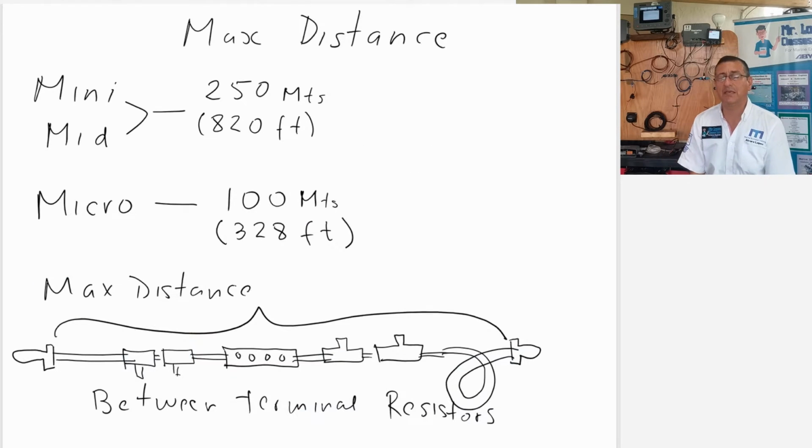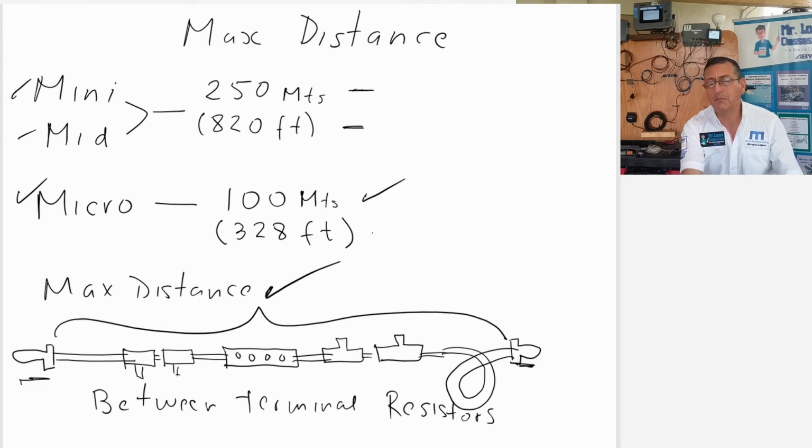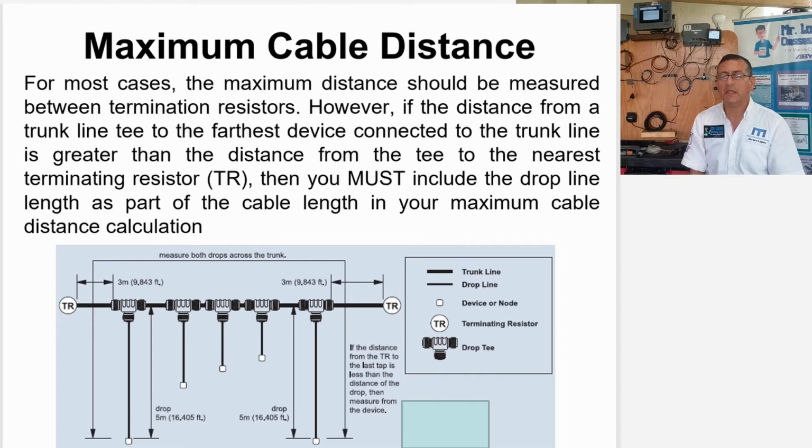Okay, I make this summary. The maximum distance for mini and mid cable should be 250 meters or 820 feet. For micro cables, the maximum distance should be 100 meters or 328 feet. Okay, what is the meaning of maximum distance? It is the linear distance between both terminal resistors. This is the maximum distance between both terminal resistors. For most cases, the maximum distance should be measured between terminal resistors.